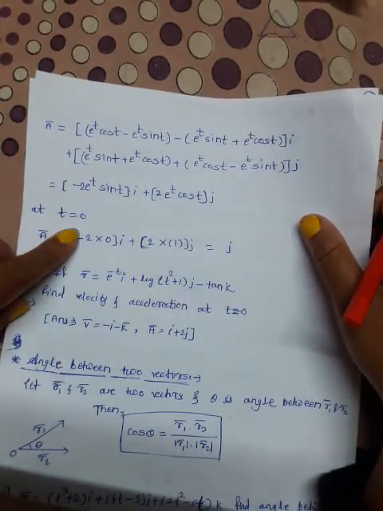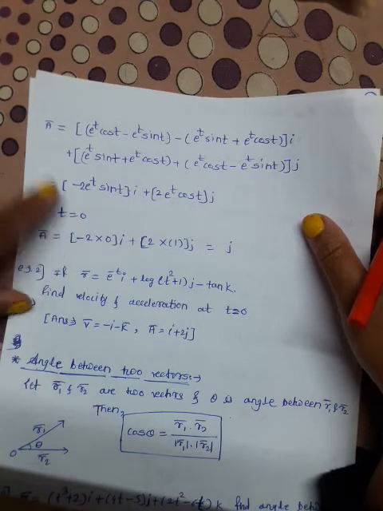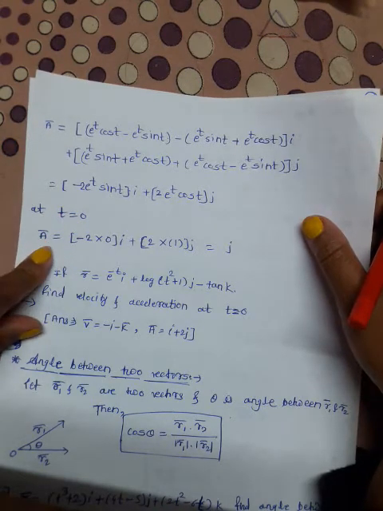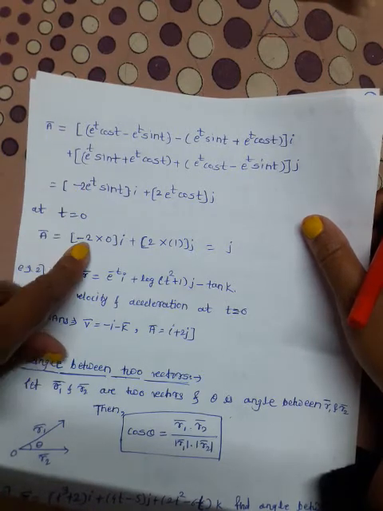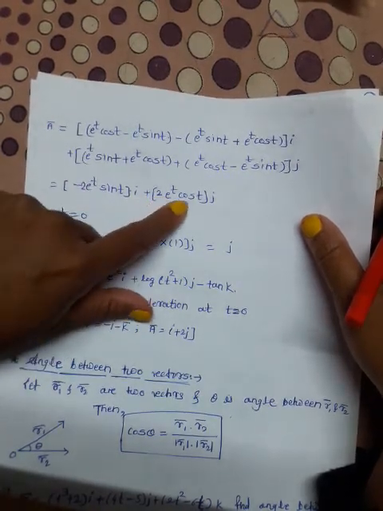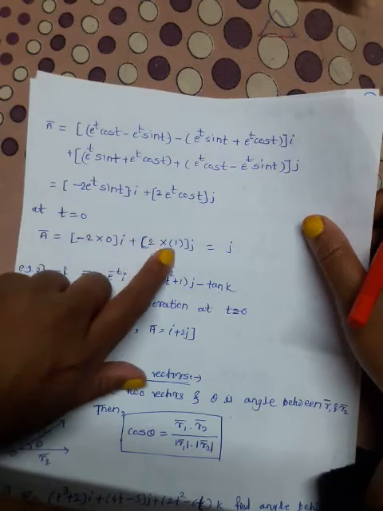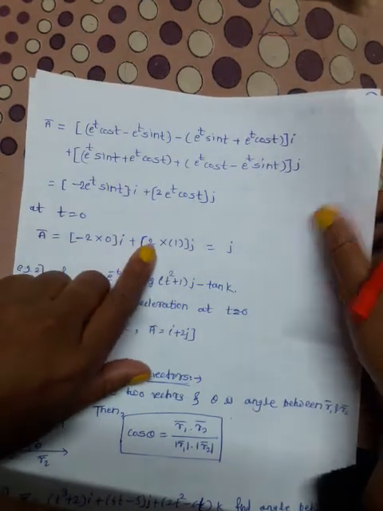Now we have to put t equal to 0, as given in the example. That's why I put t equal to 0. We get a bar equal to, here sin 0 is 0, so the i term is 2 minus 2, that is 0, and here 2 into 1 into 1, that is 2 into 1 into j. The final answer is 2j.